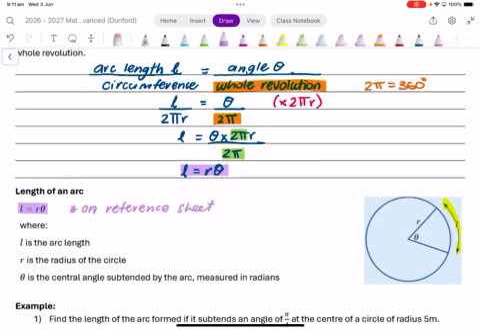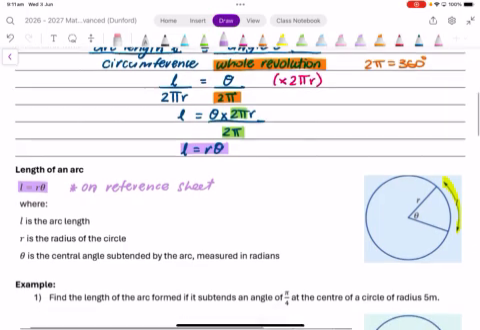What we're going to be doing is looking at how to find the length of the arc formed. We're also going to be looking at how we can use the length of the arc to find the radius or to find the unknown angle as well.